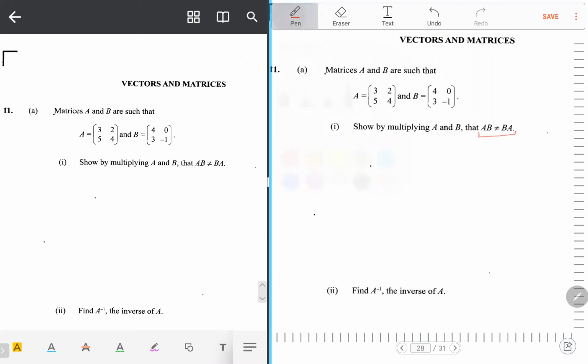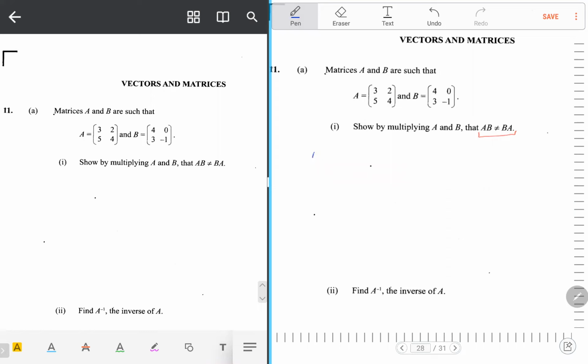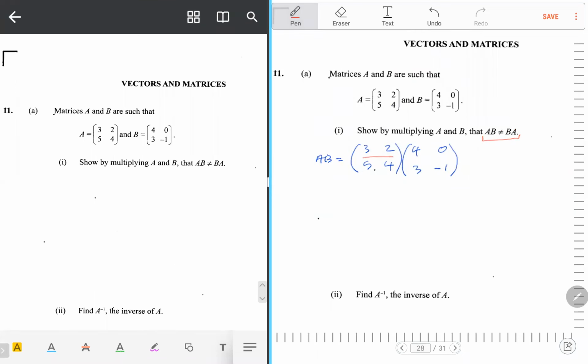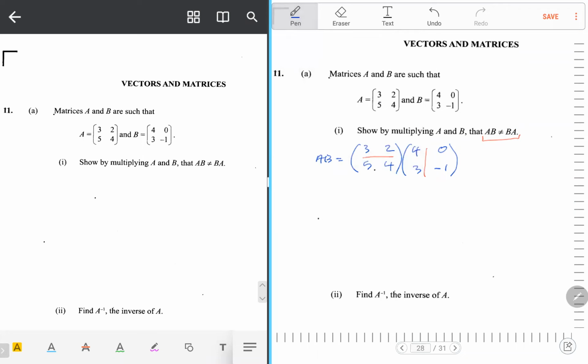Let's use the blue ink and show by multiplication. First we're going to calculate AB. So AB is equal to the matrix 3, 2, 5, 4 times B, which is 4, 0, 3, negative 1. Remember, to multiply matrices we multiply the rows of the first matrix by the columns of the second matrix. That's going to give us a 2 by 2 matrix with 4 values.